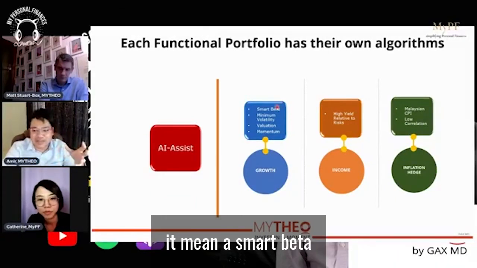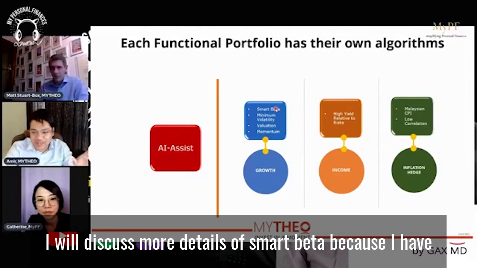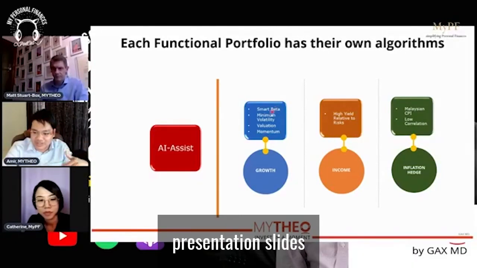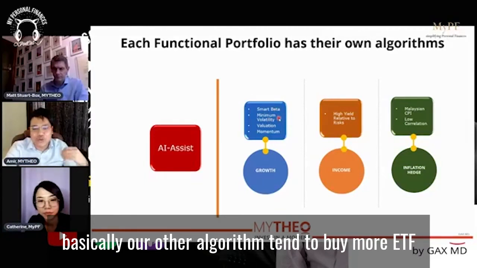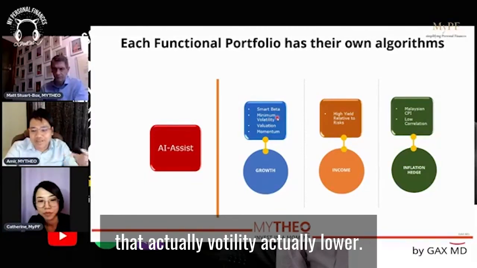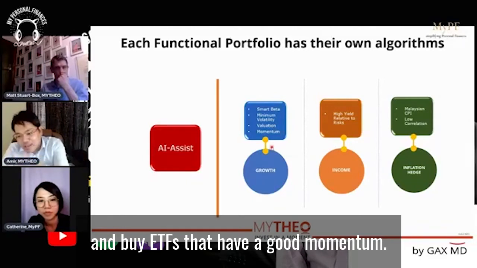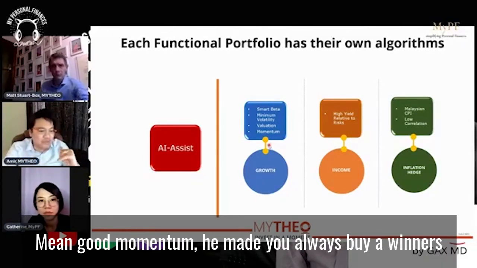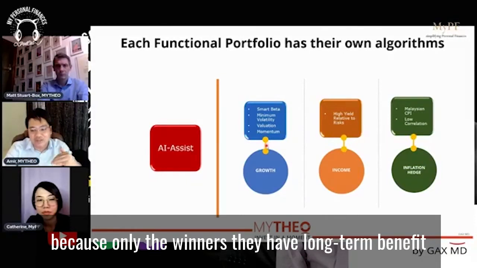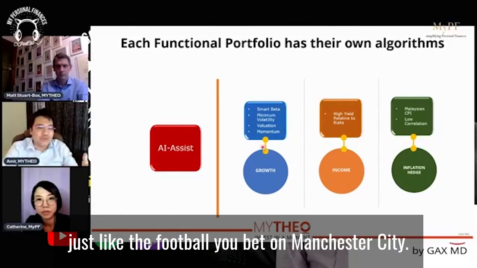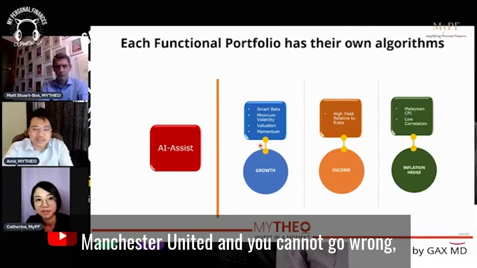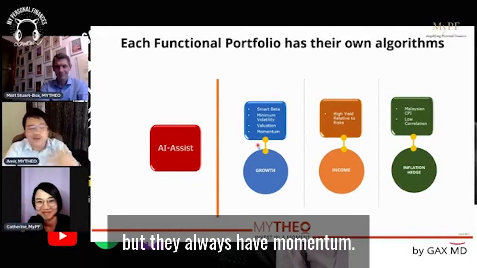You mean smart beta. I will discuss smart beta in more detail because I have a subsequent presentation slide. Minimum volatility: basically, our algorithm tends to buy more ETFs whose volatility is lower. Similarly, you buy more ETFs that have cheaper valuation, and buy ETFs that have good momentum. Good momentum means you always buy the winners, because only the winners have long-term benefit to your portfolio, just like football. If you bet on Manchester City, Manchester United, and Liverpool, you cannot go wrong because they always have momentum.